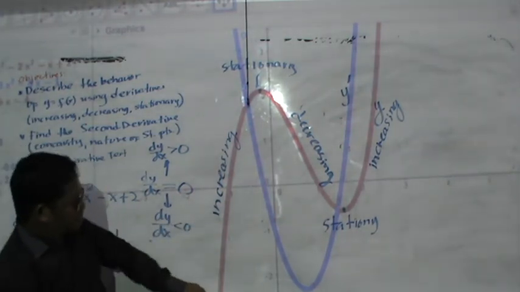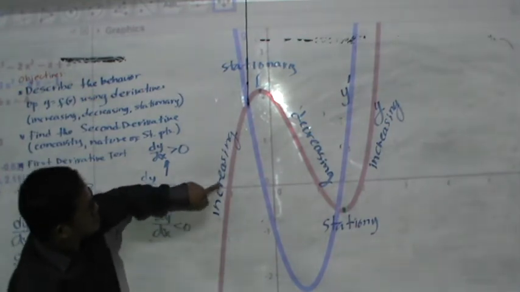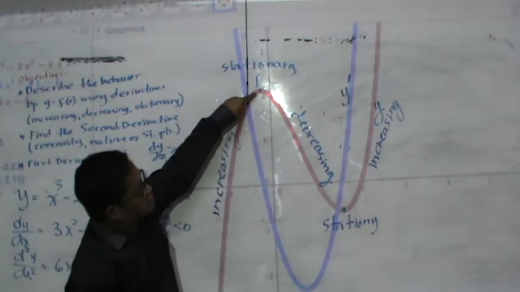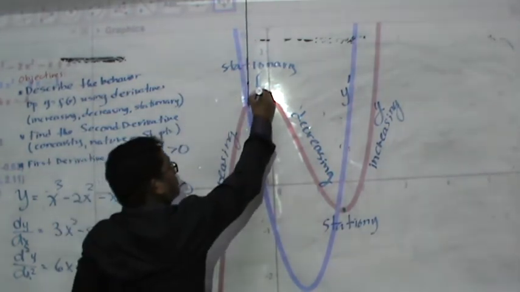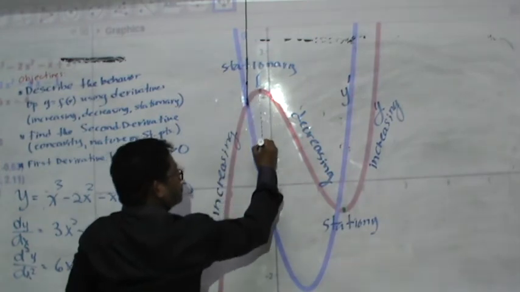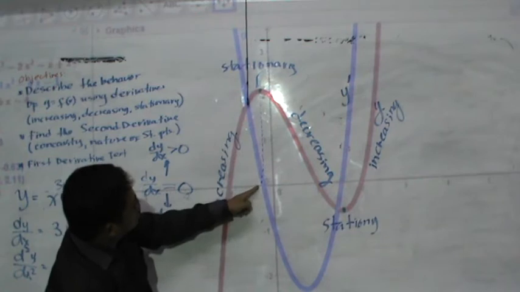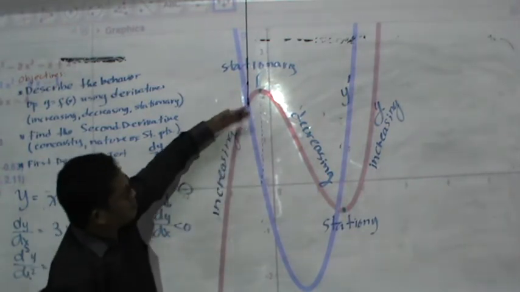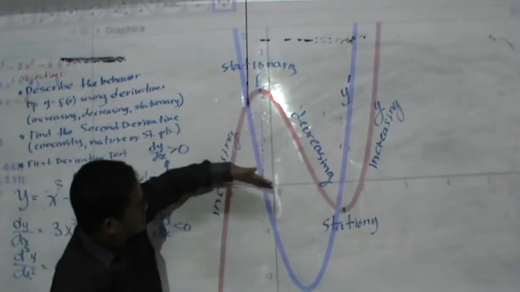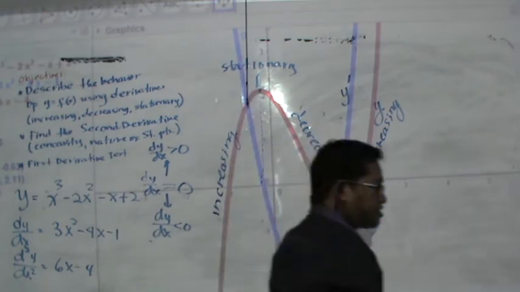So I want you to look now at the red one. The red one is increasing up to there. When you look at that portion, there you go, dy/dx is positive because it is above that x-axis there. So on this part, it is increasing.